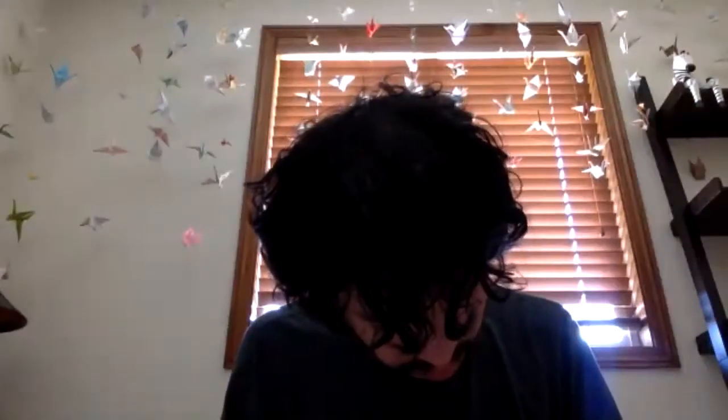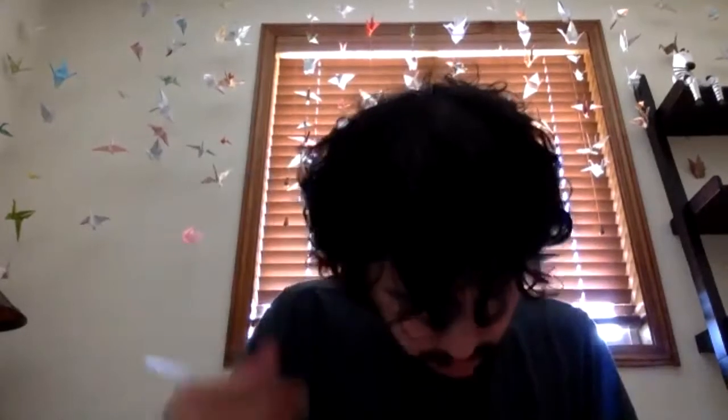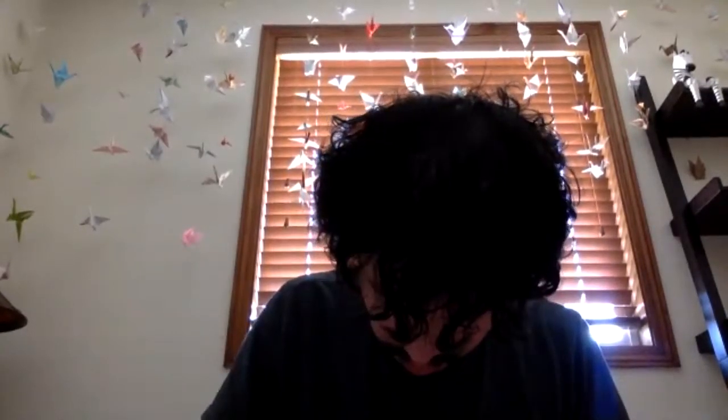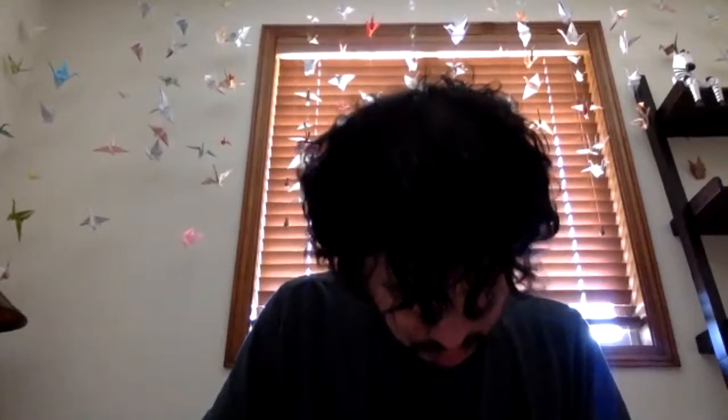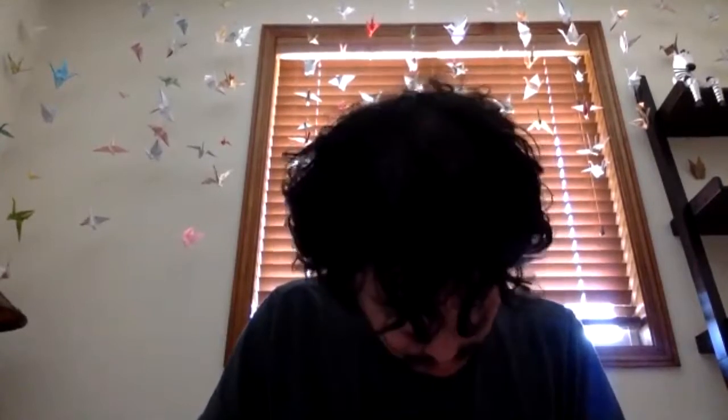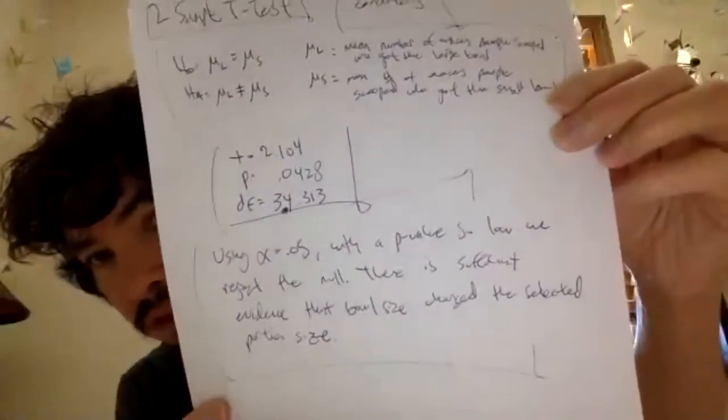There is sufficient evidence that bowl size changed the selected portion size. That's kind of how they phrase it in number 27. Using alpha equals 0.05 with a p-value so low, we reject the null. There is sufficient evidence that bowl size changed the selected portion size.